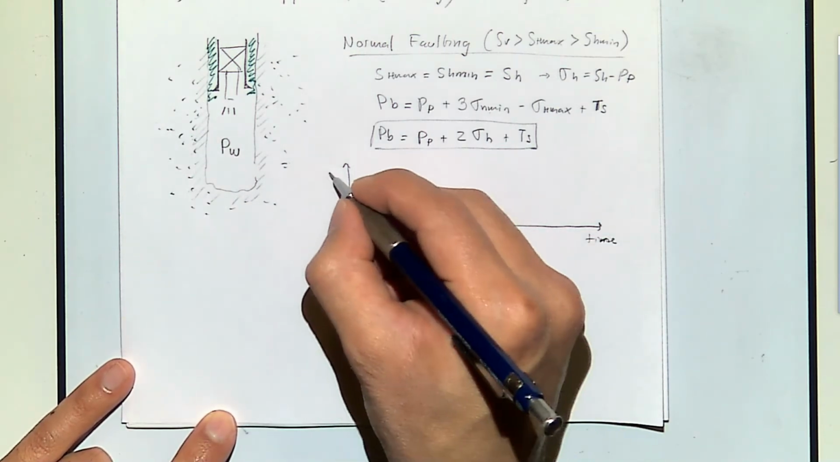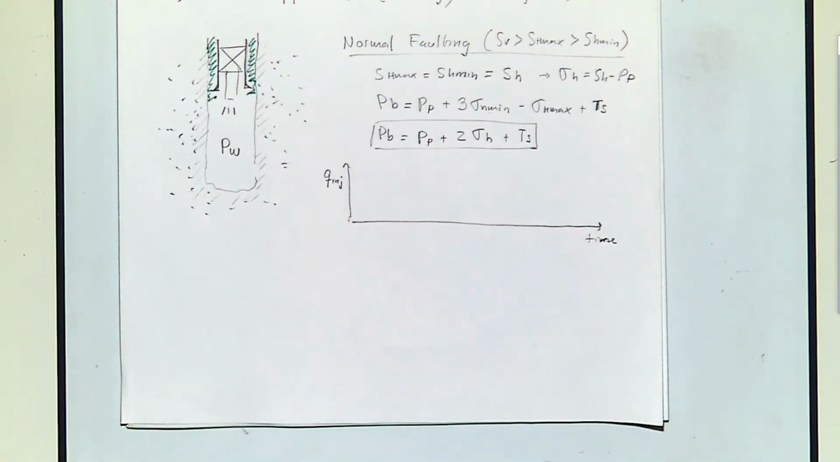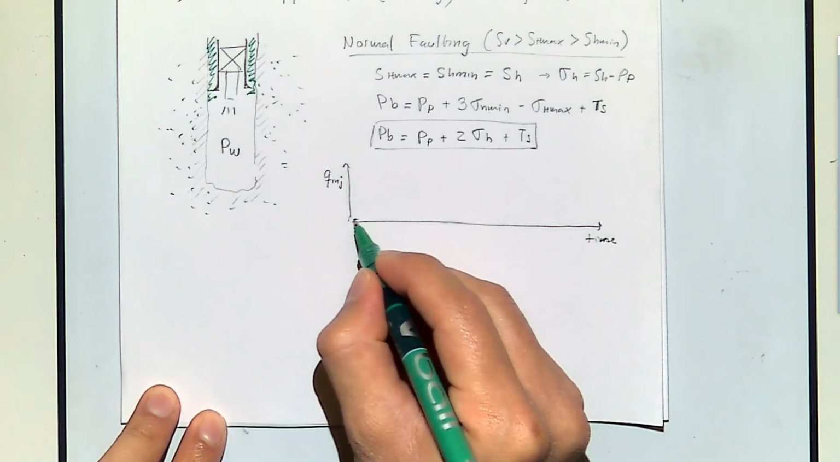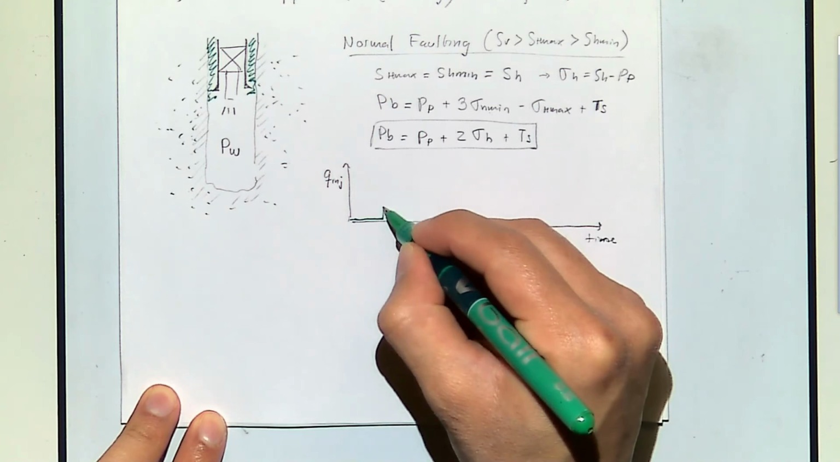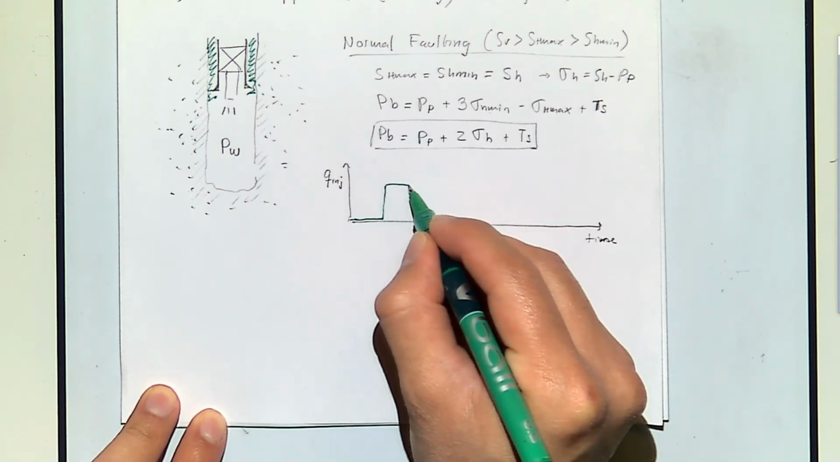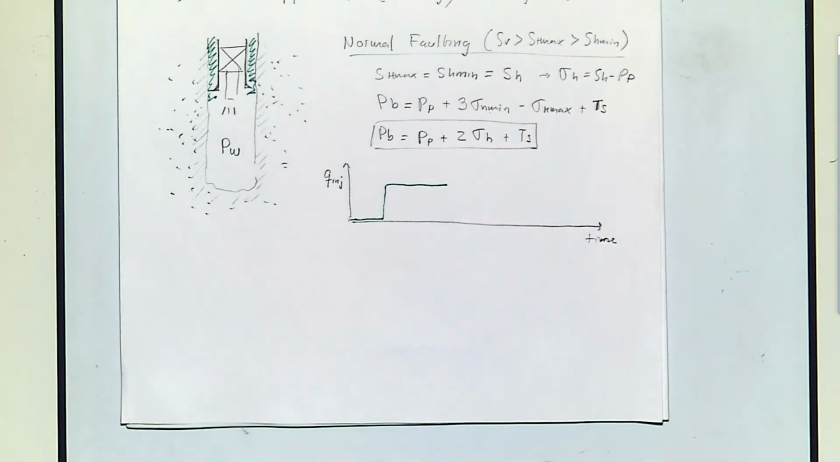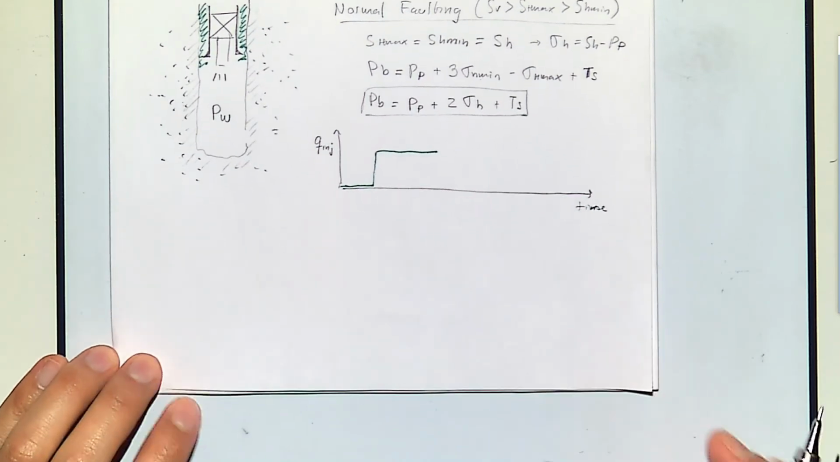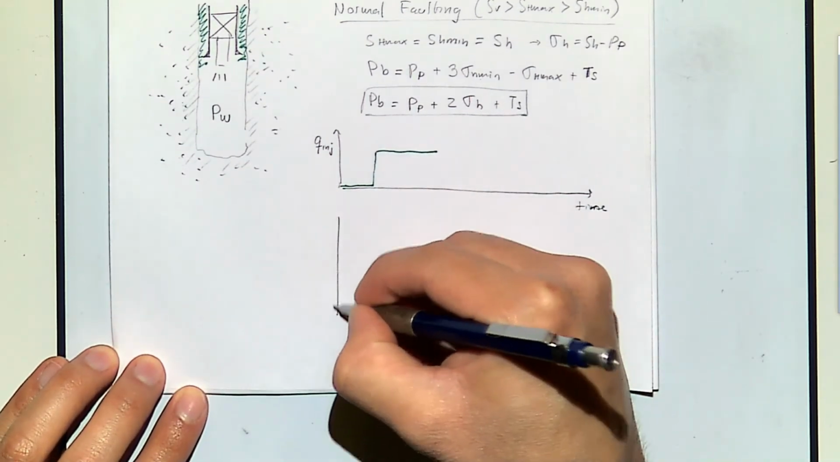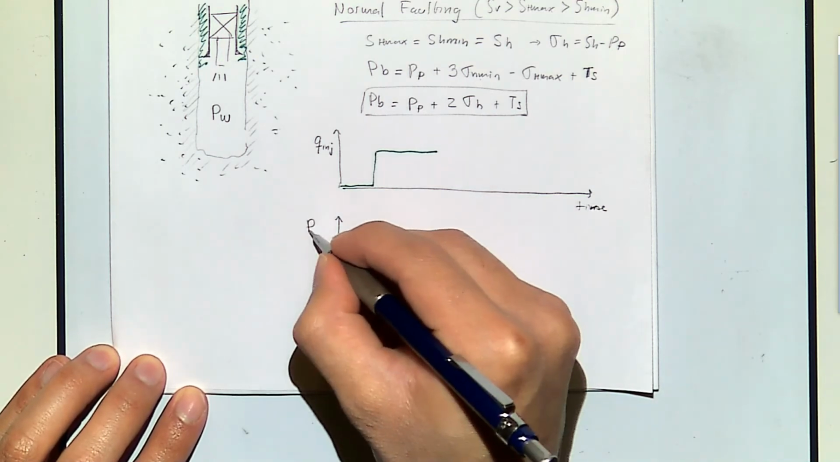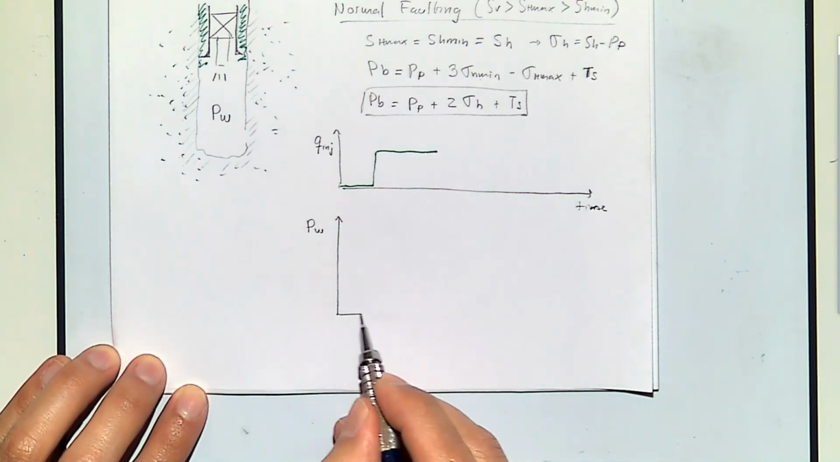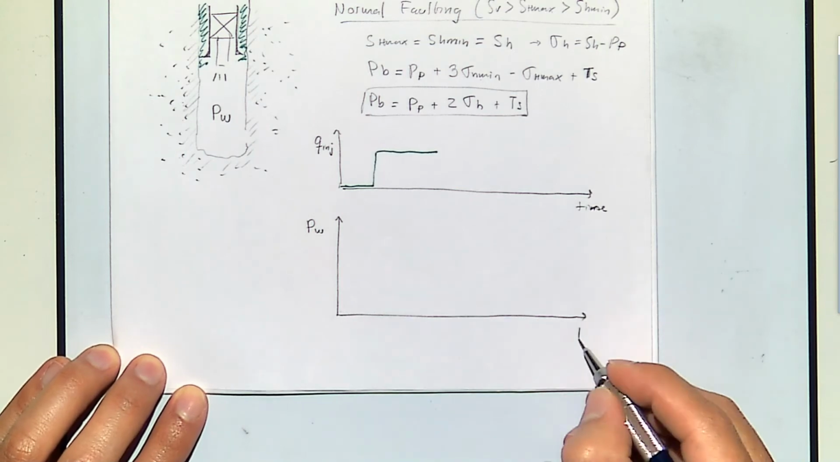So here we're going to have injection rate, and at the beginning this is going to be 0, then it will increase, we'll keep it to a constant value, and let's see what happens with the wellbore response. Here we're going to have the pressure in the wellbore, and here time.